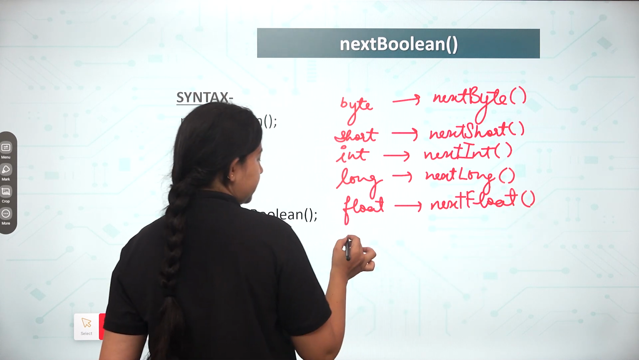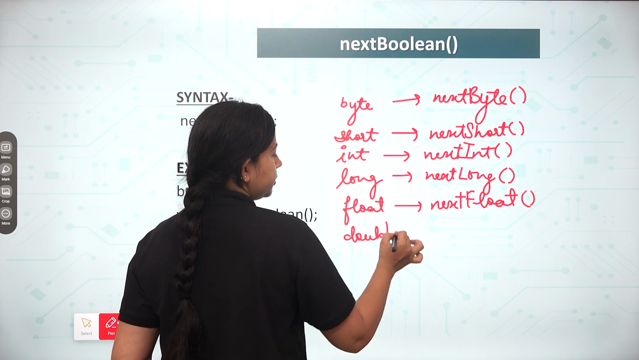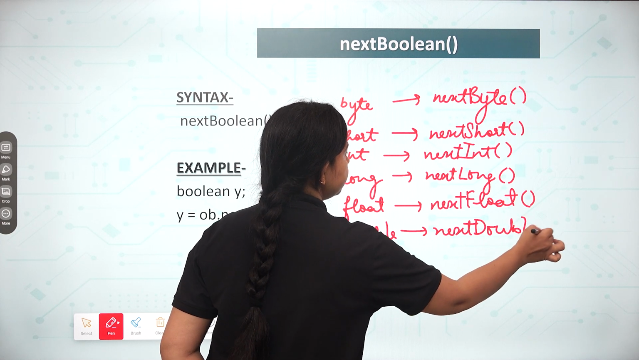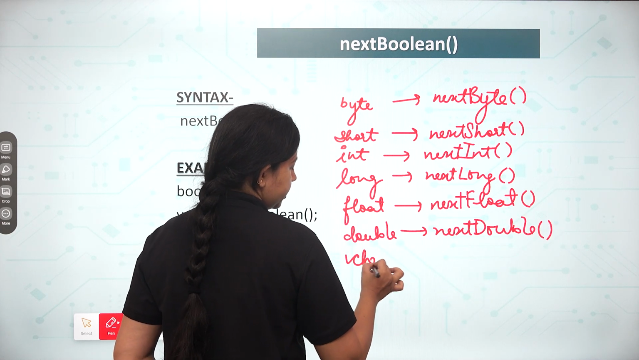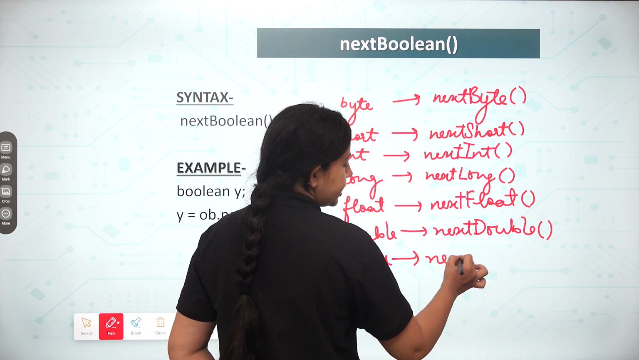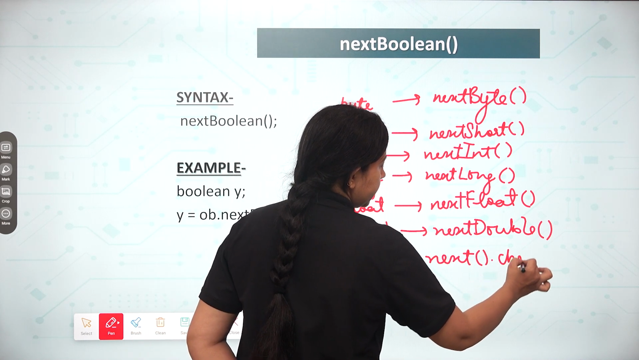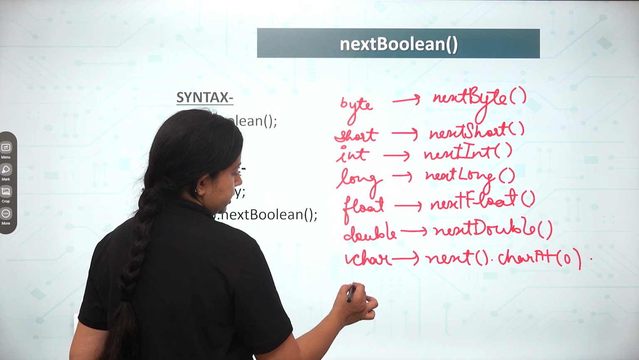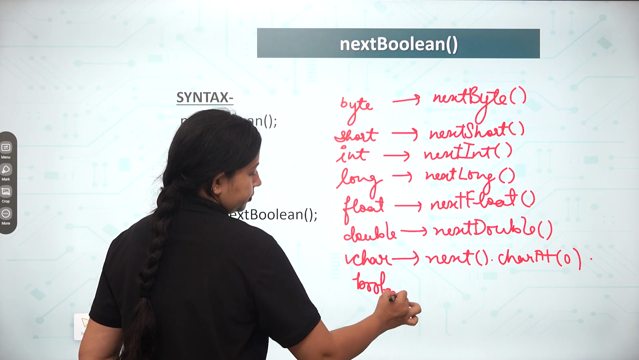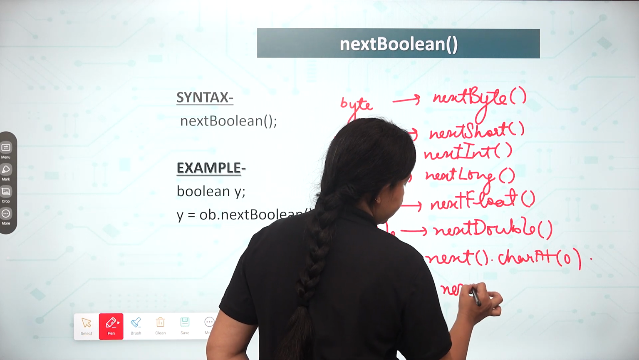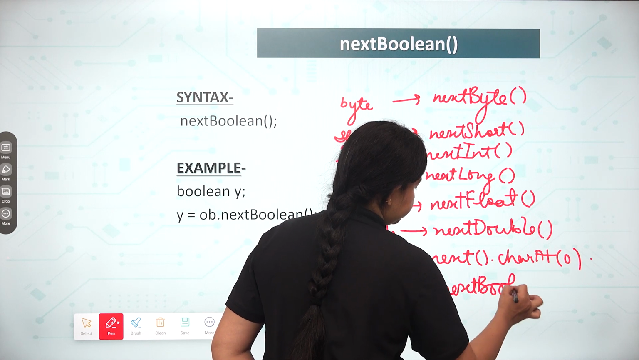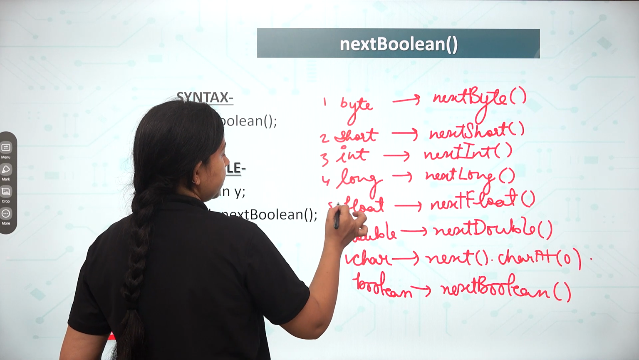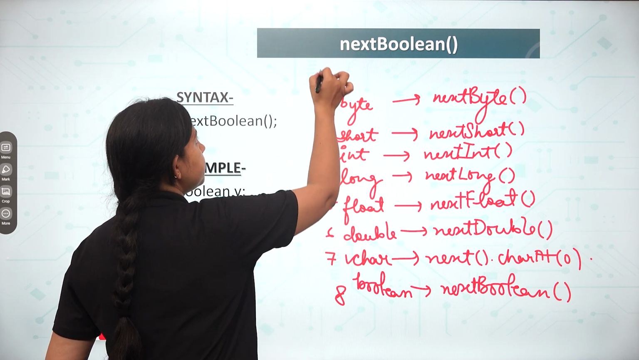Please learn all these methods by heart. Then we have double. We write nextDouble. For char, we generally use next bracket dot charAt 0. Why are we choosing the 0 position? Then Boolean, we have nextBoolean. 1, 2, 3, 4, 5, 6, 7, 8. These are the 8 primitive data types.